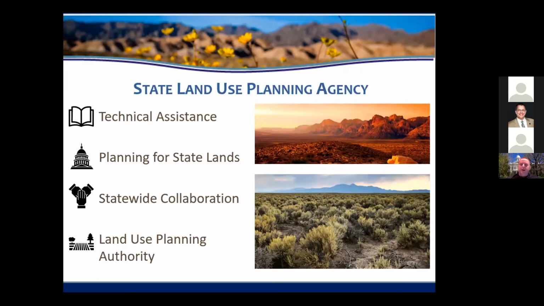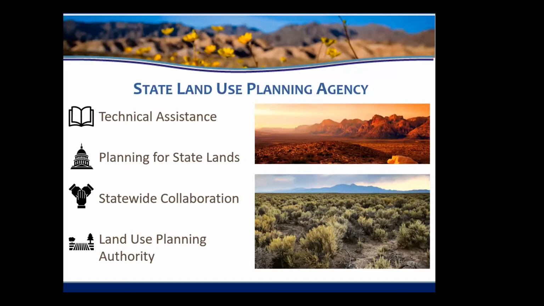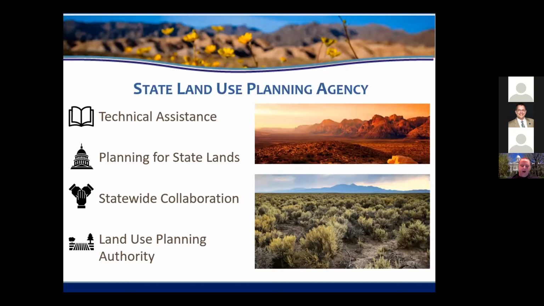Really, the core objectives of what the agency is supposed to be doing is to coordinate with state and local governments, work with the federal land managers to analyze their management decisions and their proposed withdrawals, and protect areas of critical environmental concern.